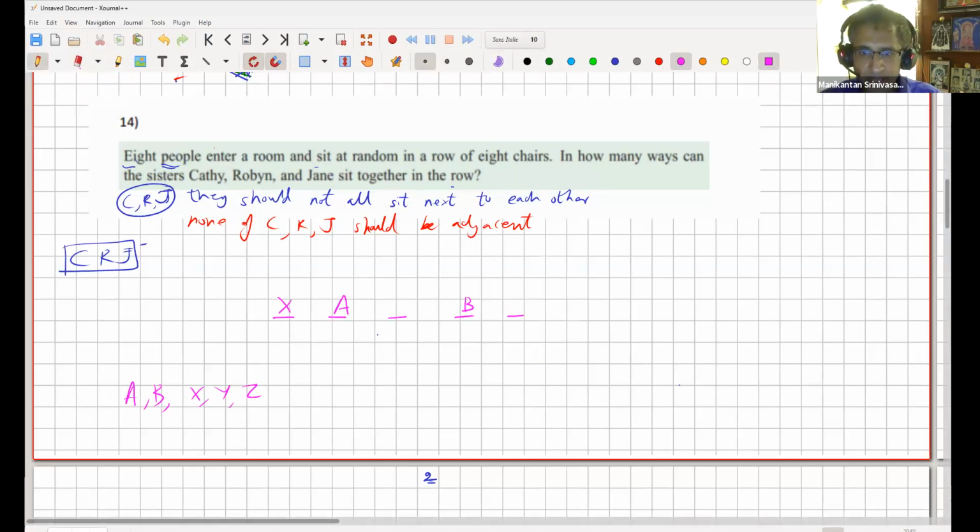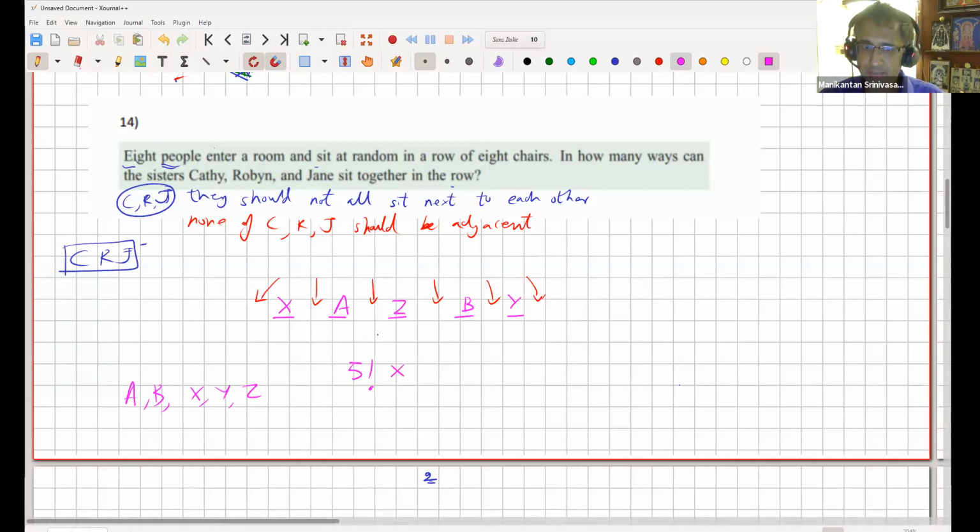So I first make these guys sit. Okay, and then I say to C, R, and J, there are these 6 spots available. You go and pick any 3 and then seat yourself. You're able to visualize this, right? So first of all, X, A, B, X, Y, and Z are sitting in 5 factorial ways.